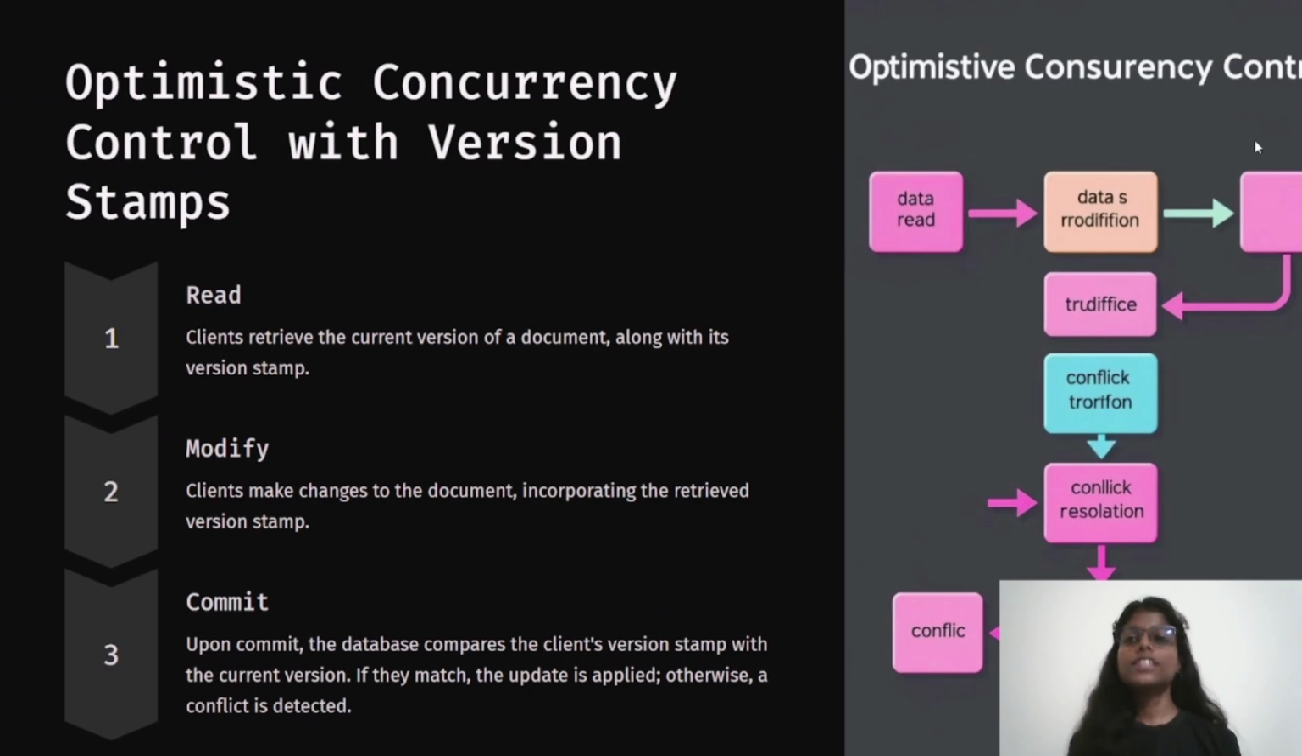So, optimistic concurrency control with version stamps works as read, modify, commit. Read: clients retrieve the current version of a document along with its version stamp. Modify: clients make changes to the document, incorporating the retrieved version stamp. Commit: upon commit, the database compares the client's version stamp with the current version. If they match, the update is applied. Otherwise, a conflict is detected.